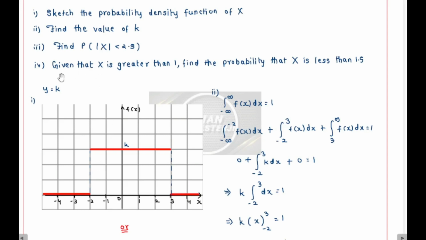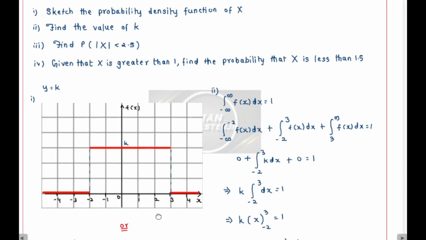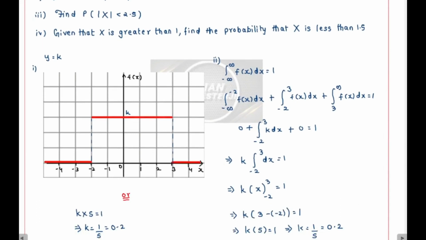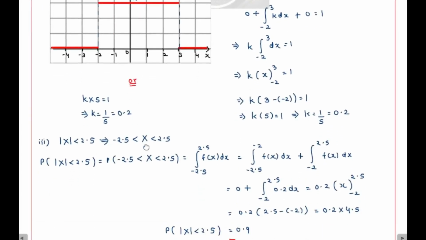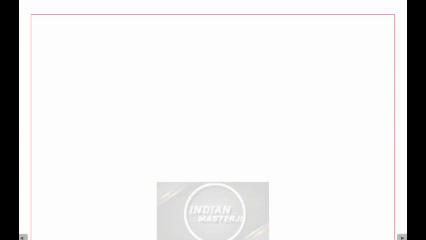Now for the fourth part, they are saying given that x is greater than 1, find the probability that x is less than 1.5. So they are asking for a conditional probability here. Okay, let me take the screenshot of this sketch. I will require it. Okay, there is no space on this page. Let's go to the next page.